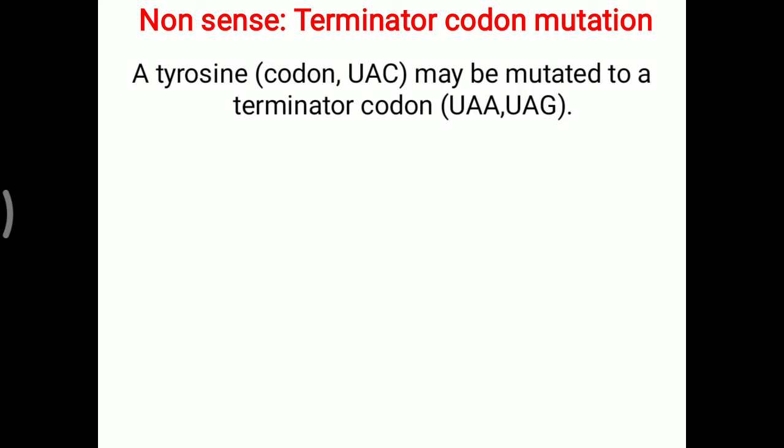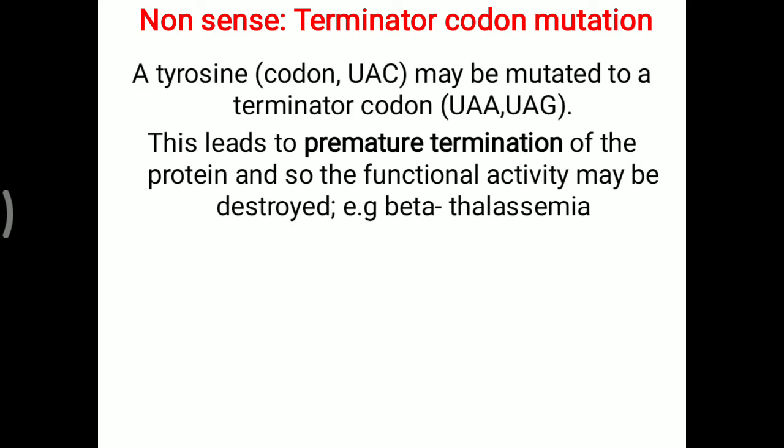So a tyrosine codon UAC may be mutated to a terminator codon, that is UAA or UAG. The most commonly found is UAC mutated to UAA or UAG. This leads to premature termination of protein synthesis, and so the functional activity may be destroyed, and that leads to beta thalassemia.